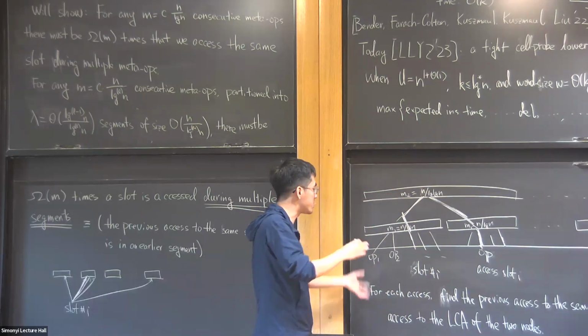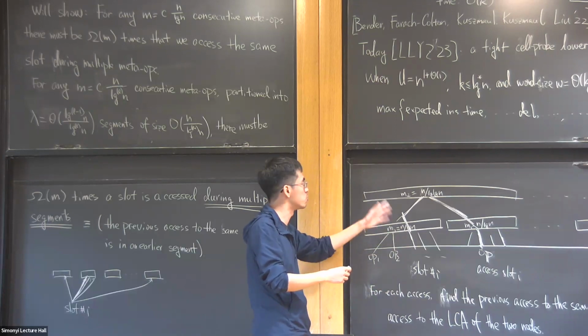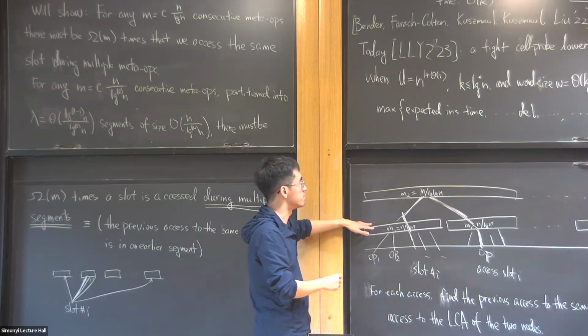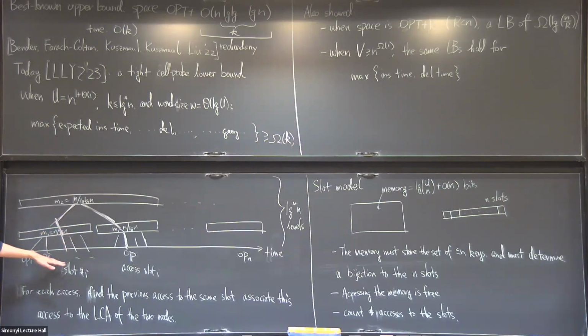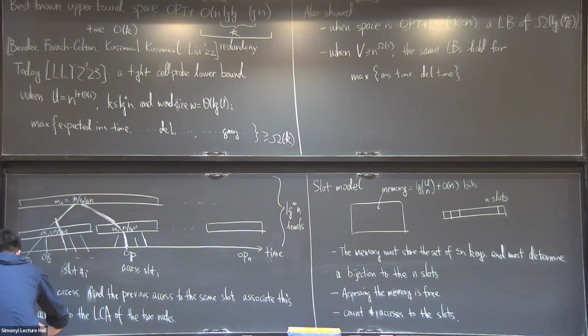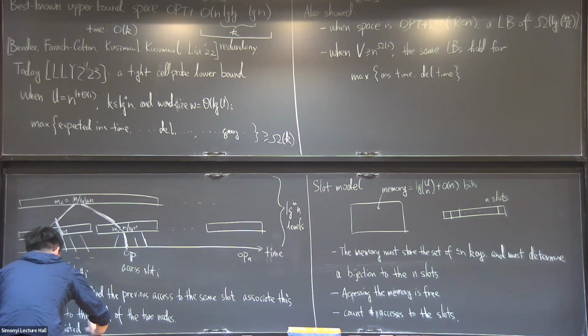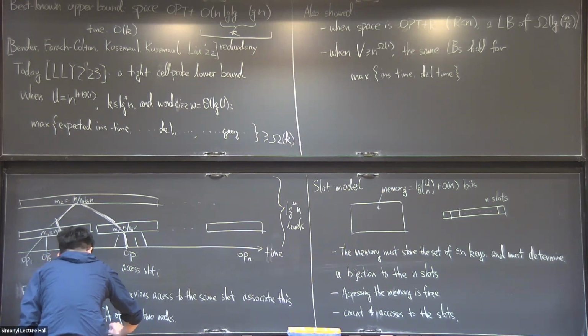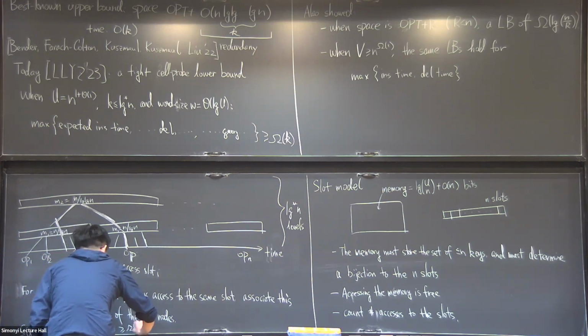Now, every access is associated to at most one node. When I sum up over all the nodes, because every level is a partition of the n operations, the sum of the number of associated accesses is at least omega of n log star of n.